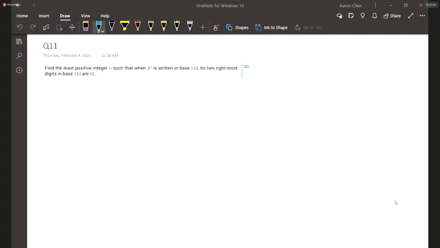Okay, so I'll start going over this problem now. You want to find the least positive integer n such that when 3 to the n is written in base 143, the two rightmost digits are 0 and 1 in that order. And so this is basically saying 3 to the n is congruent to 1 mod 143 squared.